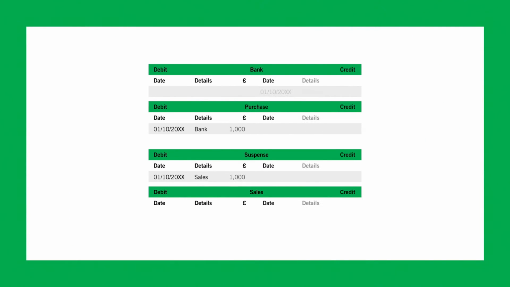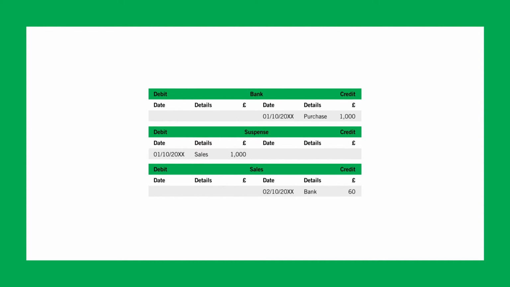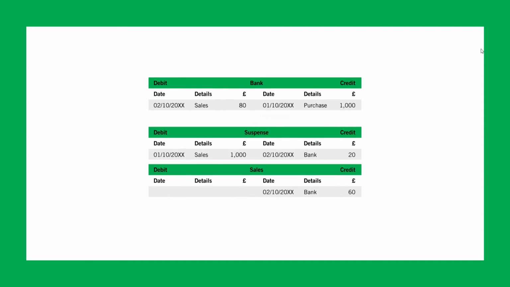We've purchased some goods for £1,000, so the bookkeeping entry should have been to debit purchases and credit the bank. But we simply wrote the entry into the bank and made no other entry, so the suspense account was created by default. We then made another error, debiting a sale of £60 to the bank as £80. The difference of £20 was automatically posted to the suspense account.